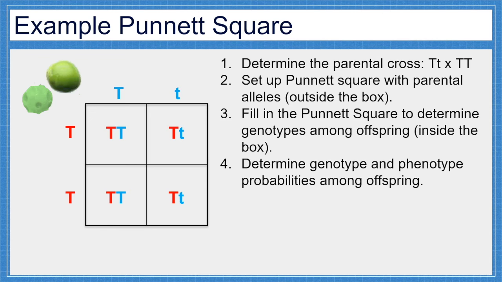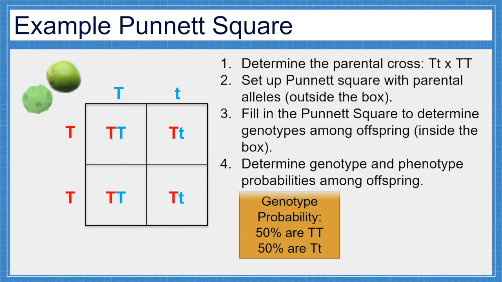Then we're going to determine genotype and phenotype probabilities. So starting with genotype, you'll notice here that half of them are big T, and half of them are big T, little t. So 50% are big T, and 50% are big T, little t. So that's your genotype probability.